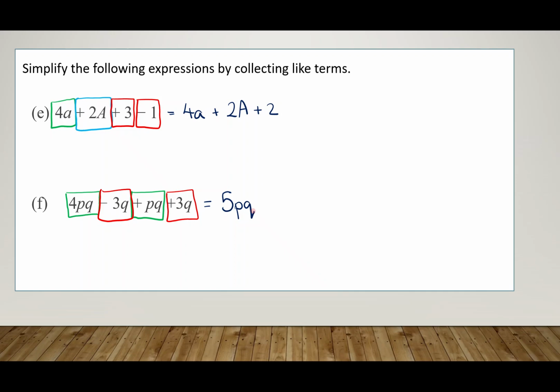And then I'm going to have a look at my q terms. I've highlighted these in red. So -3q plus 3q is actually equal to 0q. Now I don't need to write 0q. I can just leave that because the term is 0. We don't need to write it down.